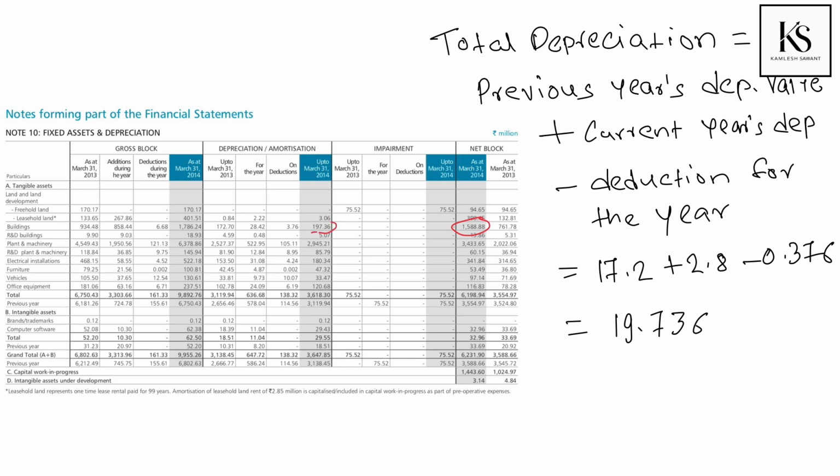So we have building gross block at rupees 178.6 crores and depreciation at 19.73 crores, which gives us a net block of 158.8 crores. The same exercise is carried out for all the tangible and intangible assets.